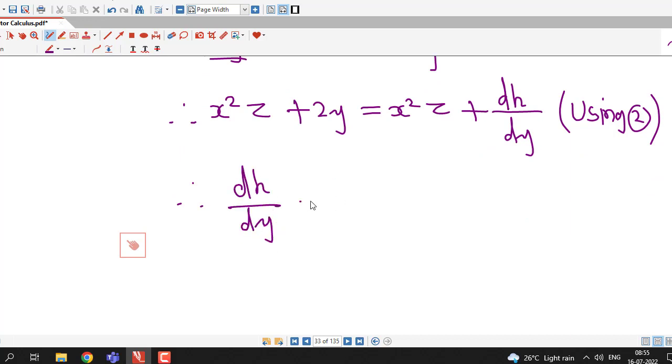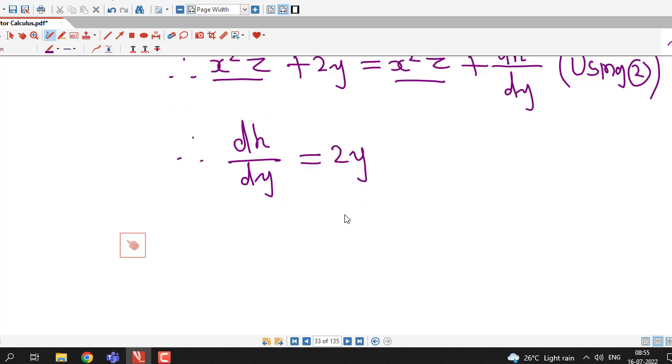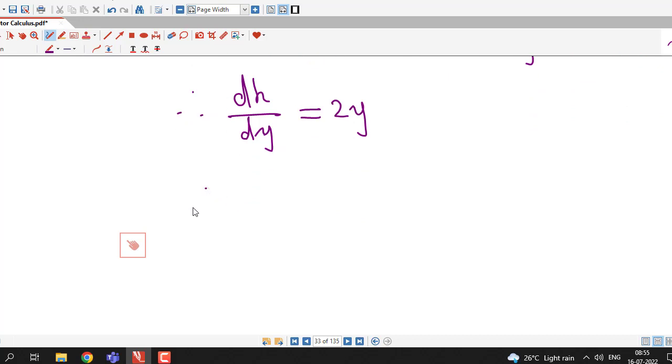So dh by dy will be equal to, this x square z will cancel out and we are left with 2y, and because now h is a function of y only, if we integrate both sides with respect to y, we have h of y equal to 2 into the integral of y, which is y square by 2, plus some arbitrary constant, say c dash, because now h is a function of y only.